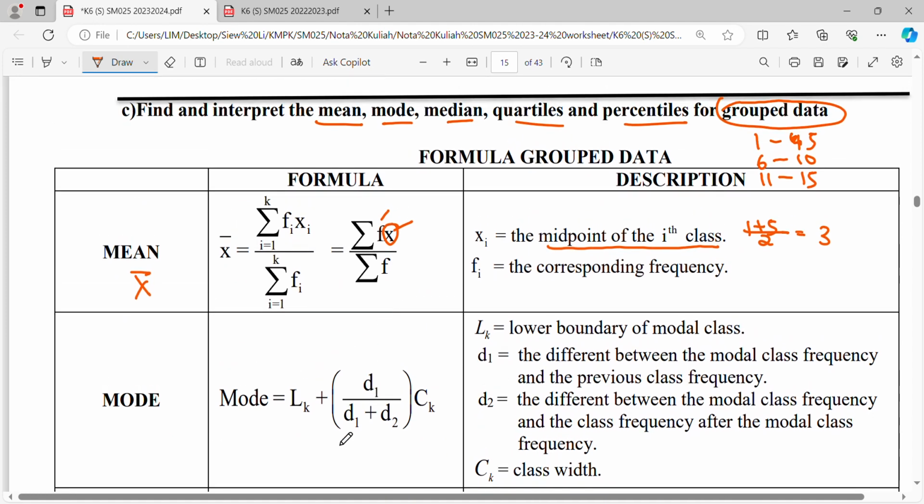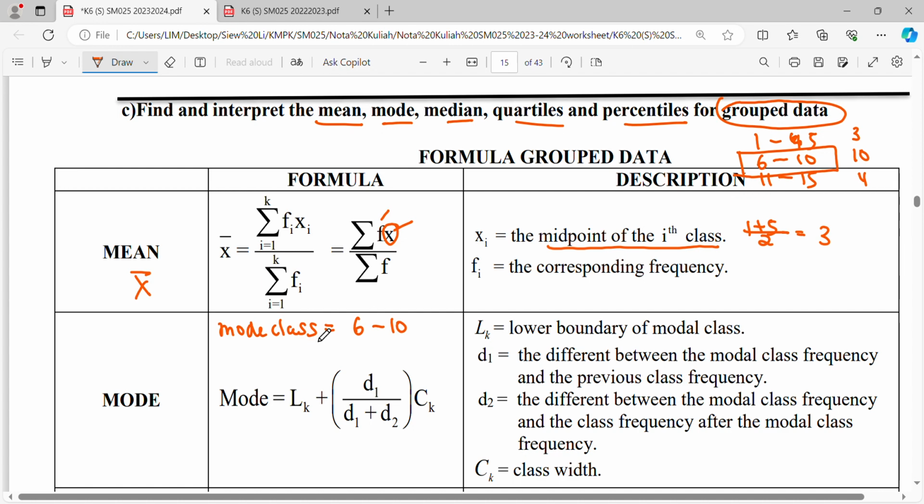So for mode, in measurement of location, everything needs to identify the location first. To find mode, you need to find out what is your mode class. If I give you the frequency, you have to identify which class first, which interval first. From that class, let's say this is your mode class, having the highest frequency, let's say 10, others just 3 and 4. So our mode class is 6 to 10. Identify the class first, the position there.